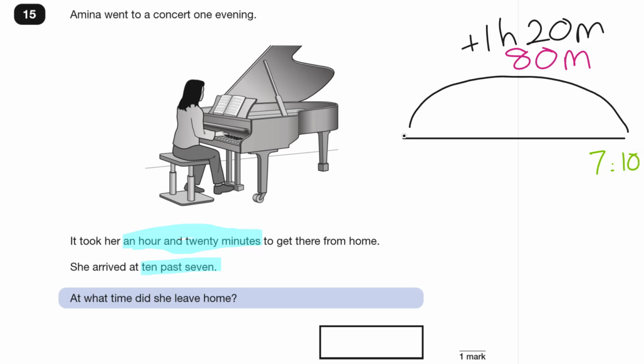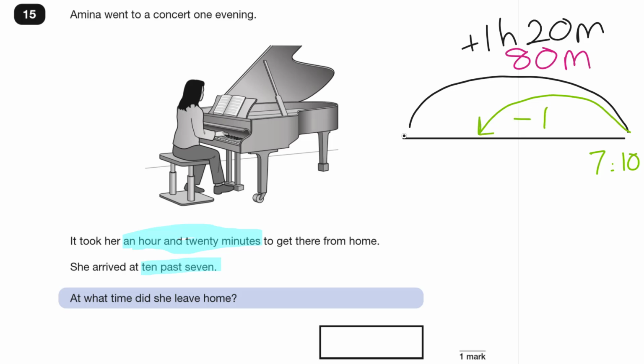7:10 is when she got there. At what time did she leave home? So we simply need to work backwards. Now I am going to use my 1 hour 20 minutes to work backwards because I think that's going to be easier than counting backwards 80 minutes. Because what I can do is I can count backwards.